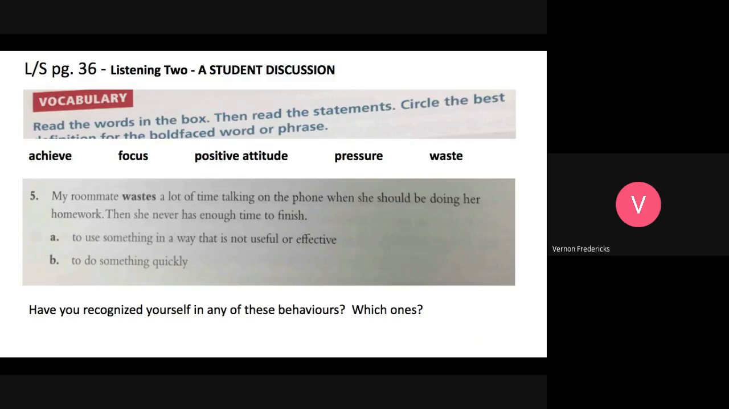The question at the bottom is, have you recognized yourself in any of these behaviors? Do you have a positive attitude? Do you focus? Do you achieve your goals? Are you usually under pressure because people expect certain things from you? Do you usually waste your time? Do you procrastinate?